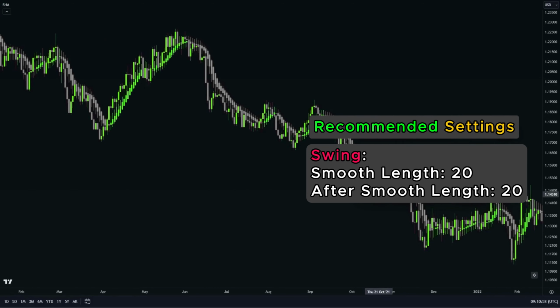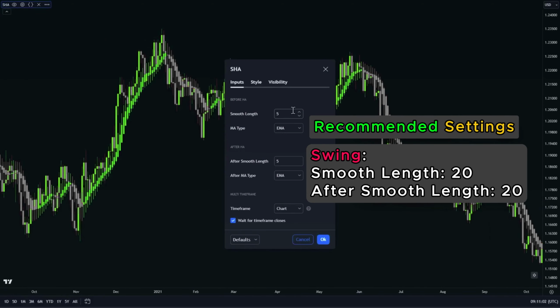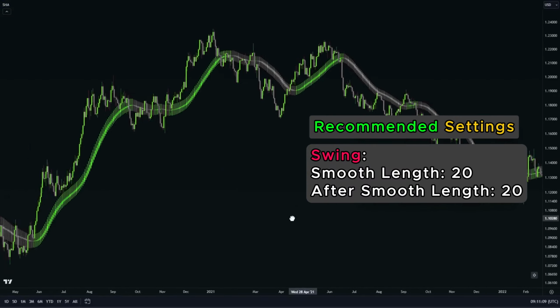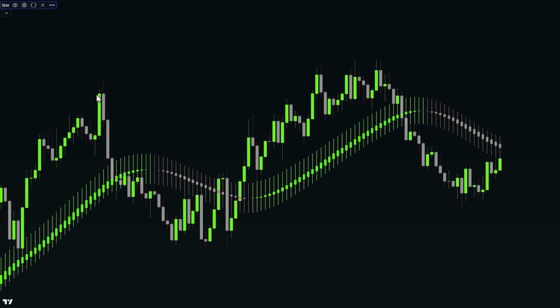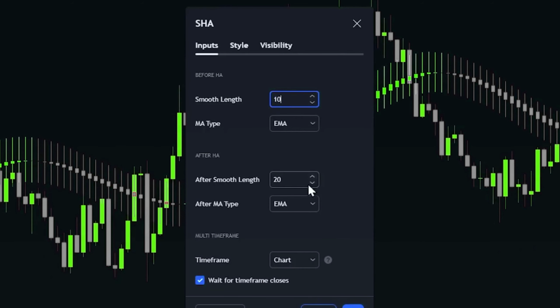Now, if you're a swing trader who wants a longer-term view of the market, the 20 and 20 settings is a lot more suitable, as it lets you analyze the long-term price movements without being affected by the short-term volatility. But for the examples in this video, I'll be using the 10 and 10 default settings.